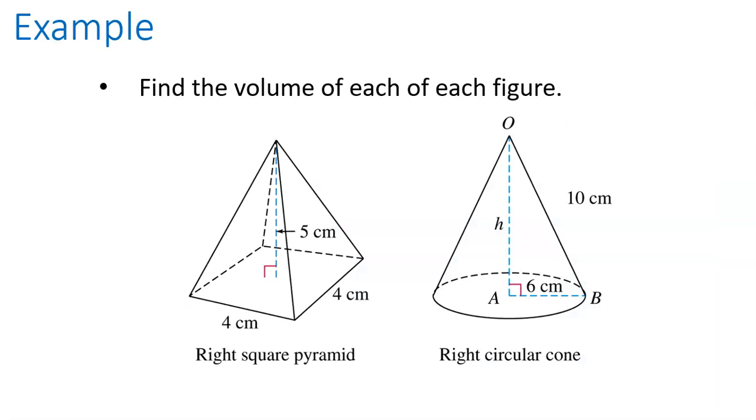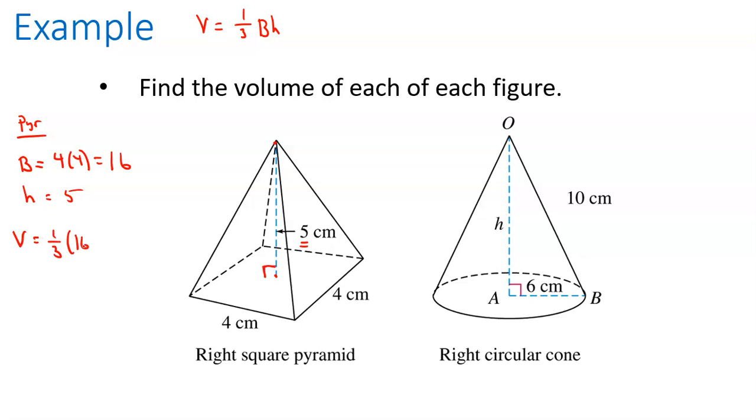All right, let's try one. Actually, let's try 2. So let's start with our regular right square pyramid. What do we need for the volume of these objects that have one base? 1/3 area of the base times height. So for this pyramid, the area of the base is 4 times 4, which is 16. The height is simply the height of the pyramid. So in this case, it goes from the vertex perpendicular to the middle of the base, right? And it's a right angle, so it's perpendicular. So we're good.